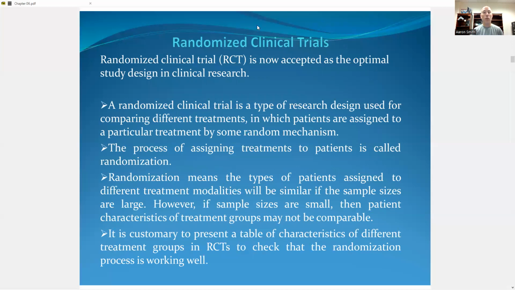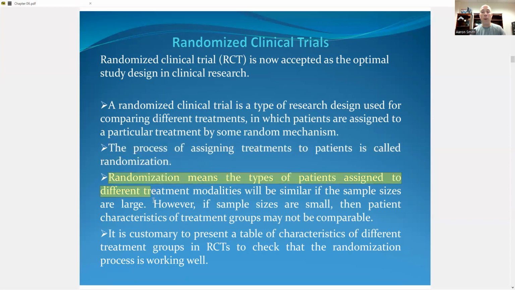All right, randomized clinical trials. Randomized clinical trials is now accepted as the optimal study design in clinical research. A randomized clinical trial is a type of research design used for comparing different treatments in which patients are assigned to a particular treatment by some random mechanism. The process of assigning treatments to a patient is called randomization.